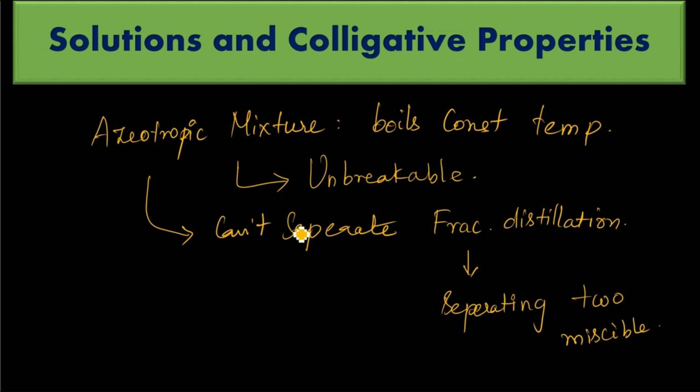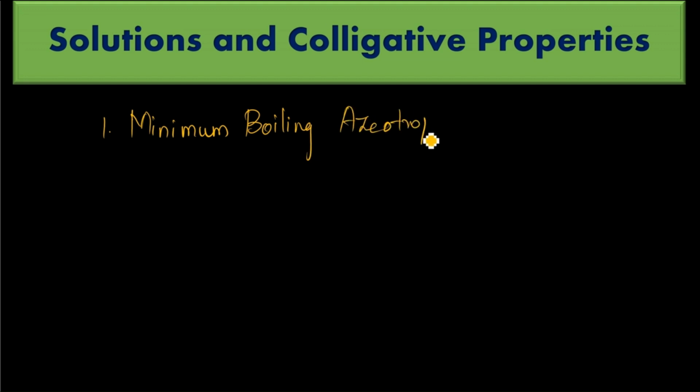So ma'am, what is fractional distillation? Fractional distillation is a technique we use to separate two miscible liquids which have different boiling points. Azeotropic mixtures, or azeotropes: the first type is minimum boiling azeotrope. What is that? These minimum boiling azeotropes are formed by solutions that exhibit positive deviation from Raoult's law.